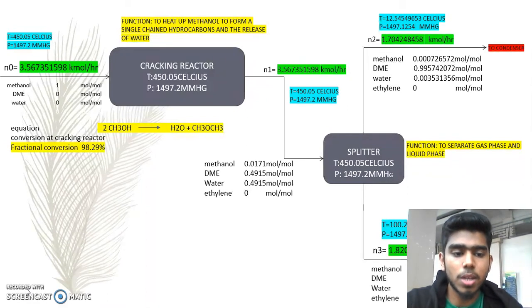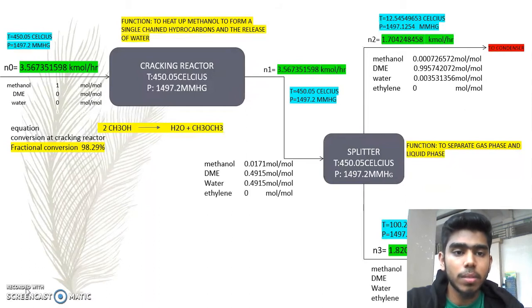For the bottom stream, the flow rate is 1.8207511313 kilomole per hour, and the temperature is 100.251486 Celsius. The pressure is 1497.1254 mmHg.